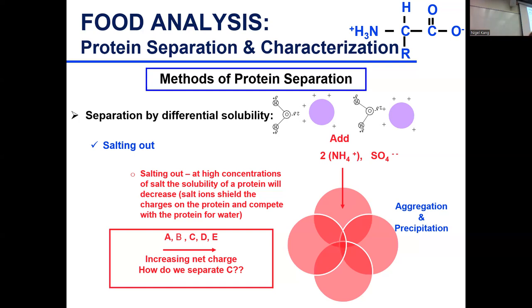Here is a question for you. Imagine you have 5 different proteins with different solubility at different salt concentrations. A is the least soluble in salt, and E is the most soluble. So A is soluble in low salt concentration, E is soluble in high salt concentration. From A to E, the solubility of protein in salt concentration increases. If you want to separate protein C, what would you do?